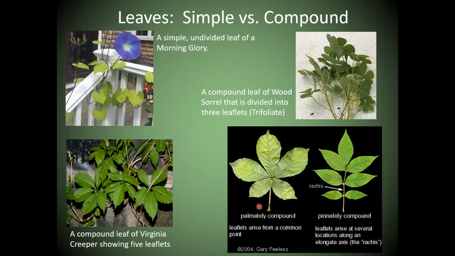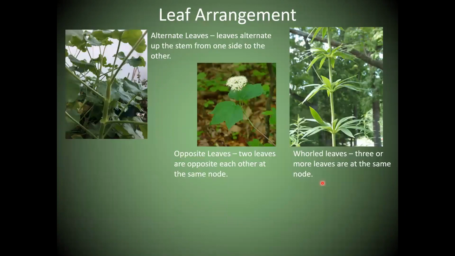Palmate is when the leaflets are arranged like the palm, like the fingers of your palm. And if the leaflets in the compound leaf are arranged similar to a palm frond, where the leaflets are arranged side by side, you consider that a pinnate compound leaf.